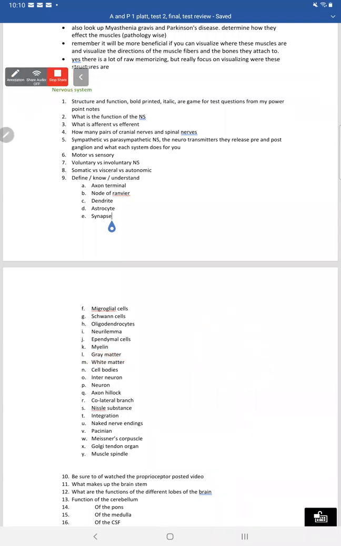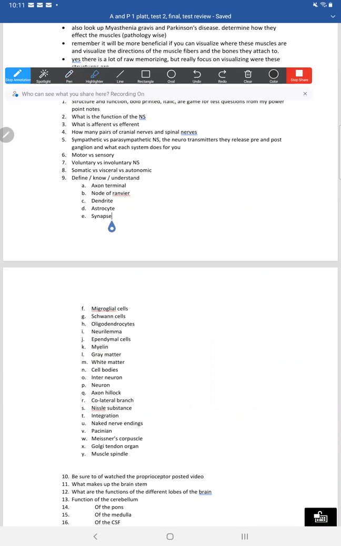All right, Pacinian. Naked nerve endings, Pacinian, Meissner's, Golgi tendon organ, muscle spindle. Like, what are these things? Right. Well, these help with some sensory. So, like naked nerve endings are pain. You recruit and activate a naked nerve ending, you're going to experience pain. Right. Pacinian is deep pressure.